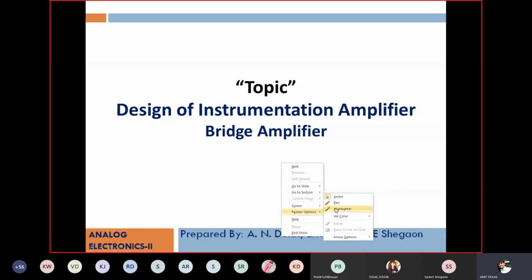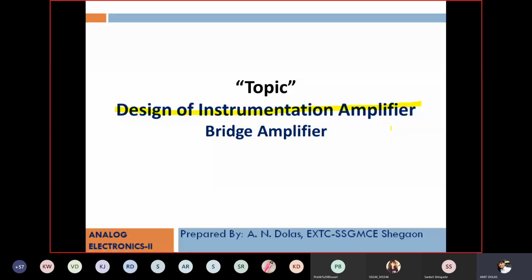As we discussed in the previous lecture on the design of the instrumentation amplifier, we have seen the single op-amp differential amplifier. Its drawback is that its input impedance is very low at the inverting terminal compared to the non-inverting terminal. It may load the signal source heavily and may damage it.